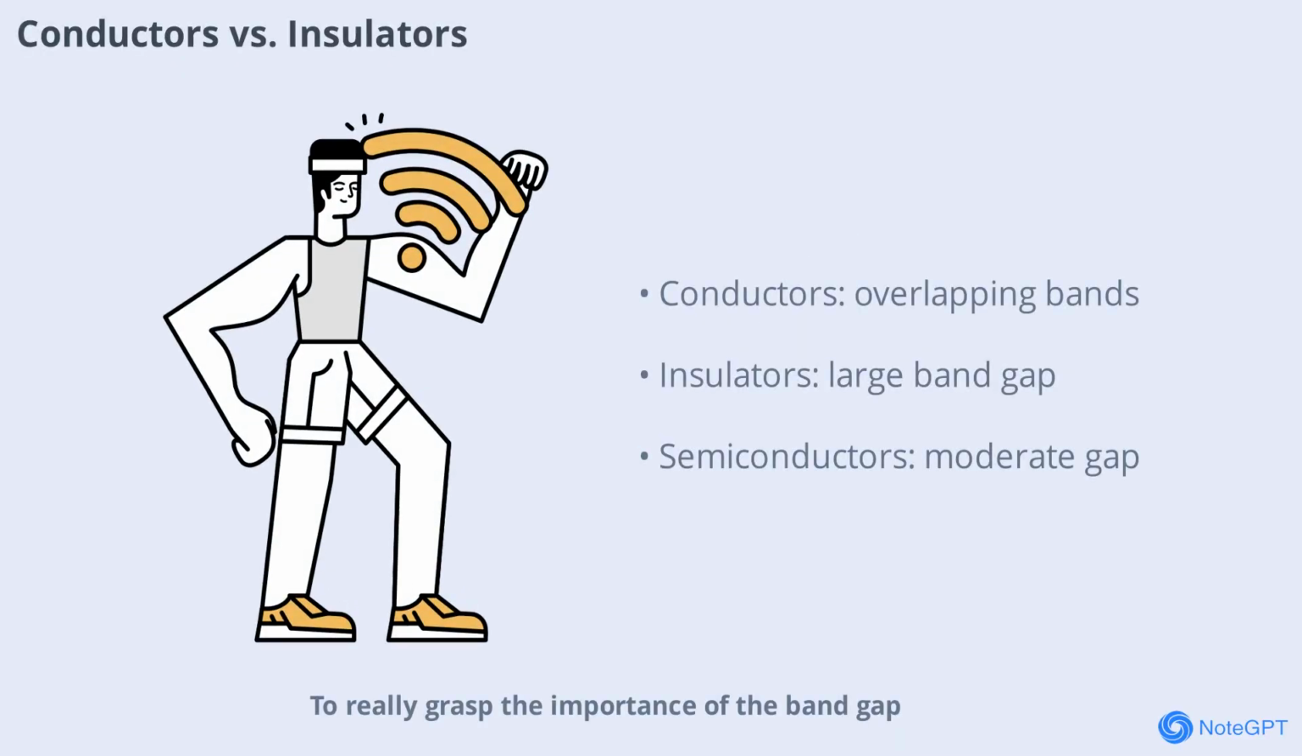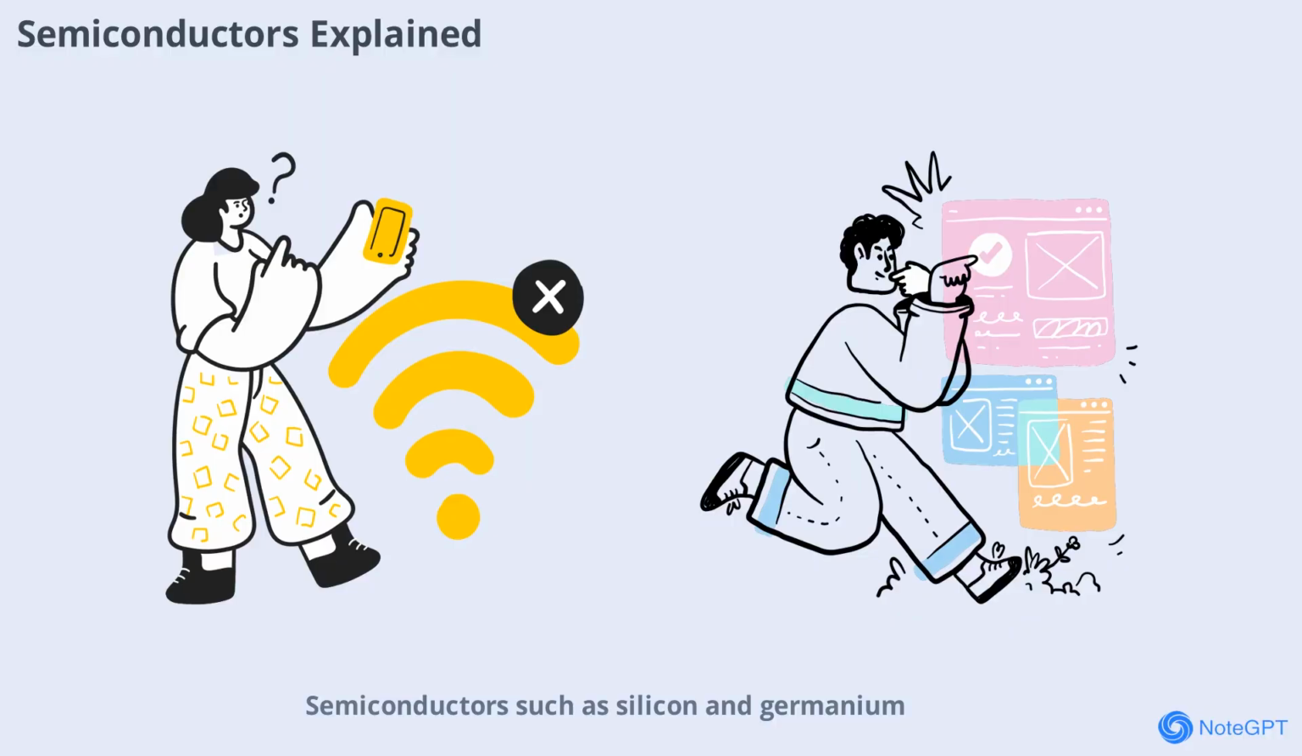To really grasp the importance of the band gap, let's compare conductors and insulators. In conductors like metals, the valence and conduction bands overlap, so electrons can move freely, making these materials excellent at conducting electricity. In insulators, the band gap is very large, so electrons can't easily jump to the conduction band, resulting in poor electrical conductivity. Semiconductors fall right in between, with a moderate band gap that allows for controlled electron movement under certain conditions. Semiconductors such as silicon and germanium have a band gap that's small enough for electrons to cross when given a little extra energy, like heat or light.